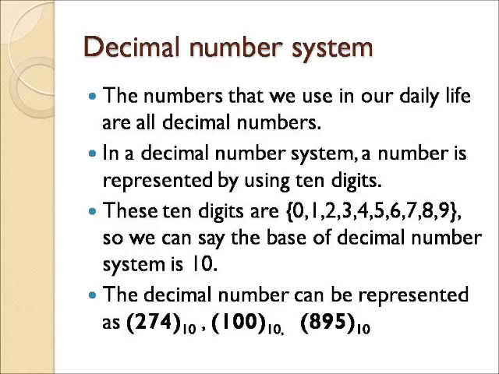For the decimal number system, we use the subscript 10 to denote it. For example, 274 to the base 10 can be read as 274 to the base 10, which means that 274 is a decimal number. It belongs to the decimal number system.